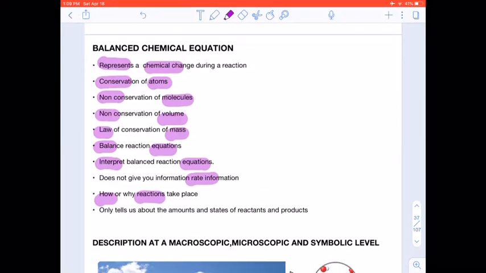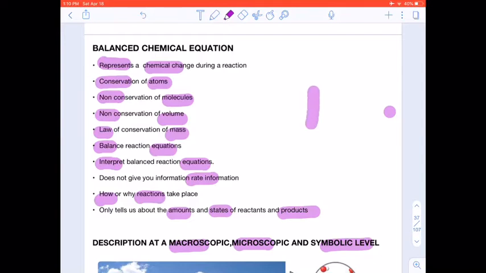What does it tell us? It only tells us about the amounts of reactants, the states of the reactants and the products, whether it is in a solid state, a liquid state, or a gaseous state. Right, so before we go on to that, let's just look at a description at a macroscopic, a microscopic, and a symbolic level.